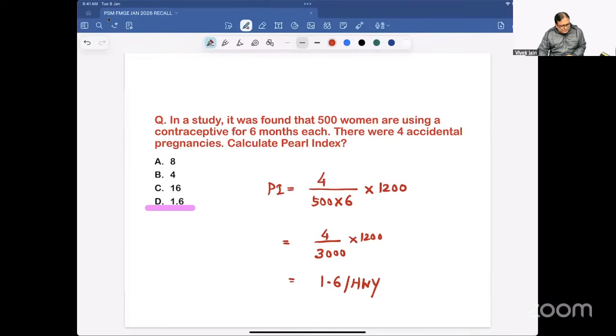Thank you. Okay, one choice was 0.8. This is the answer, irrespective of the choices. One choice was 2. The answer is 1.6. I'm sure all of you have calculated this correctly, because for the Pearl Index we discussed so many questions on calculation. This is always automatically per 100 women years. It automatically comes. Right? Okay. 16 was not there, 4 was not there, 8 was not there.